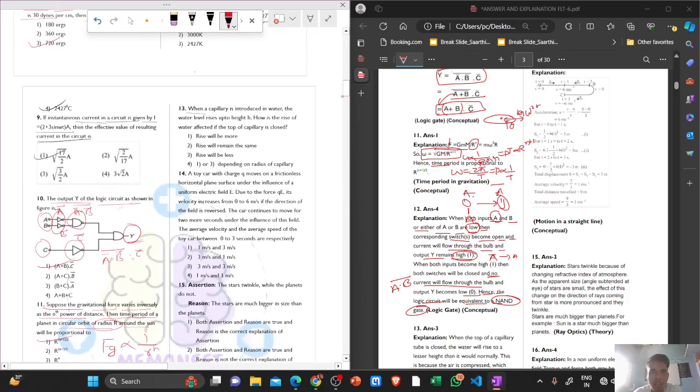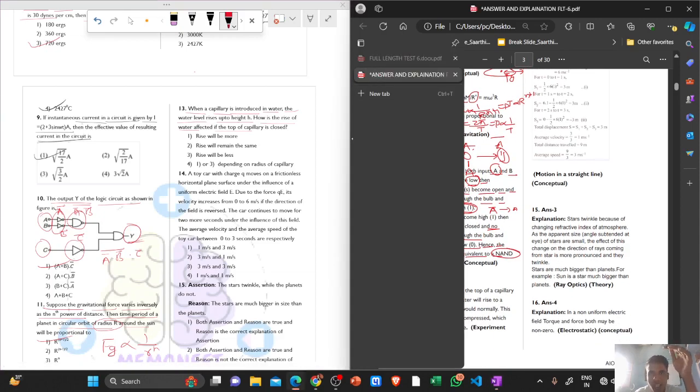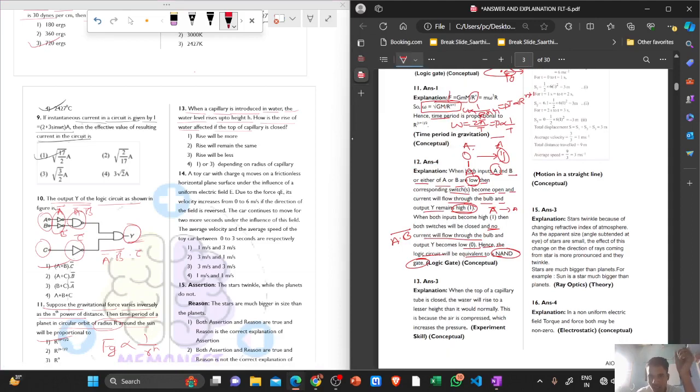It is saying that when a capillary is introduced in water, the water level rises up to height h. How is the rise of water affected if the top of the capillary is closed? We have a capillary tube with water inside it. If it is open, it will rise up to height h. But it is asked that when it is closed at the top end, at what height it will rise. It's simply conceptual and experimental based.